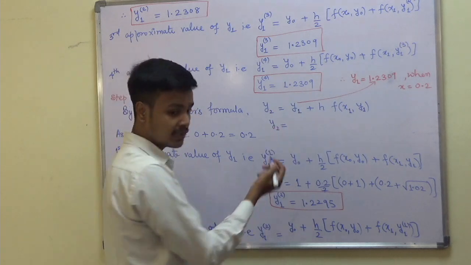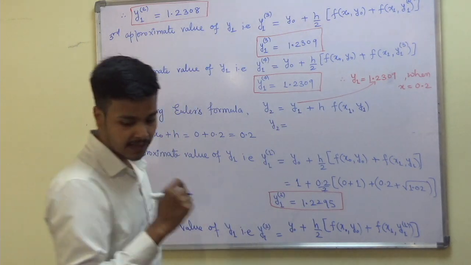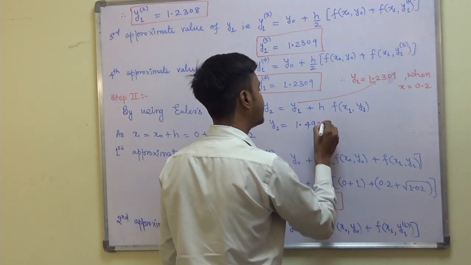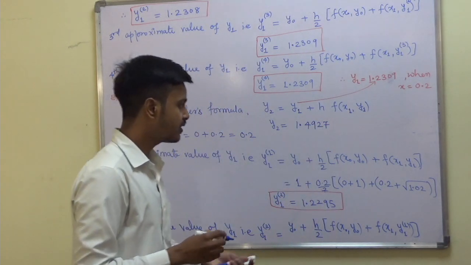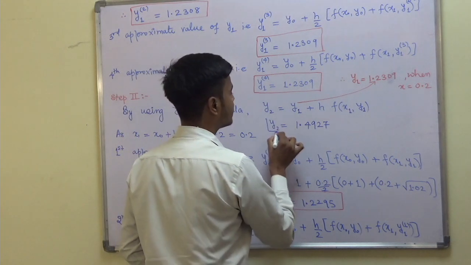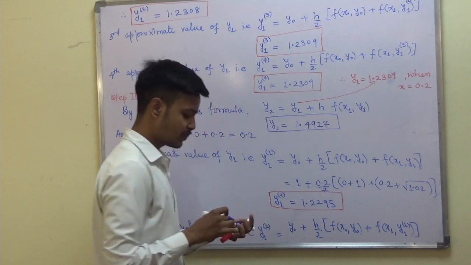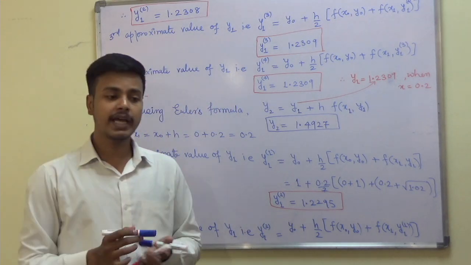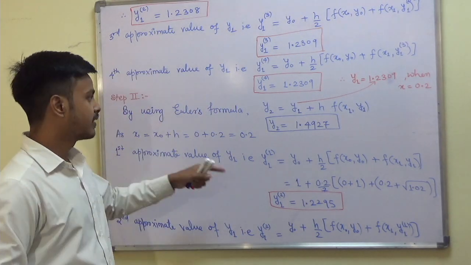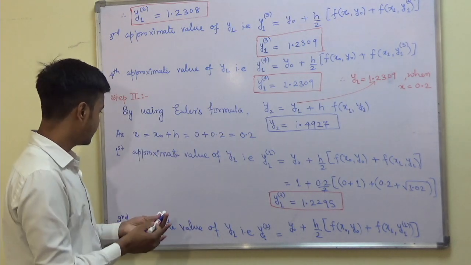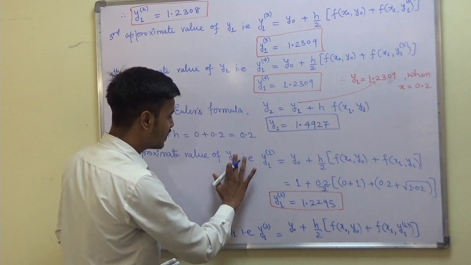So when you solve this, you will be getting the value 1.4927. Just to save time, I am writing it like this. Okay, this is my y2. Now as you know that we have to repeat the process again and again. So the first approximate value of y2.